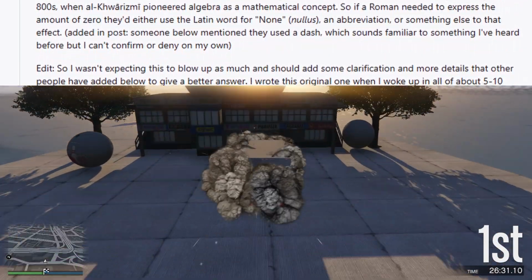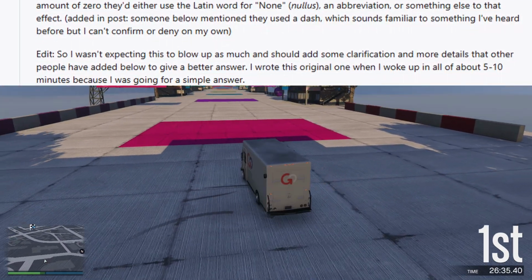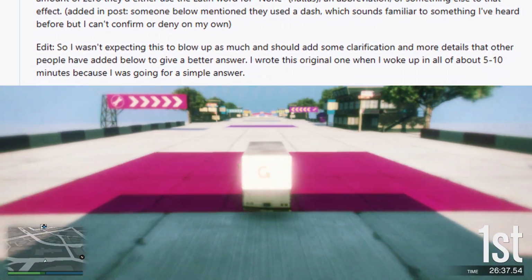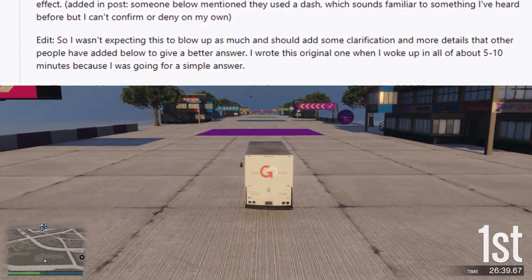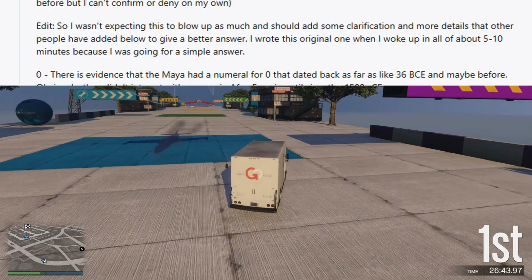Edit: So I wasn't expecting this to blow up as much, and should add some clarification and more details that other people have added below to give a better answer. I wrote the original one when I woke up in all of about 5 to 10 minutes, because I was going for a simple answer.